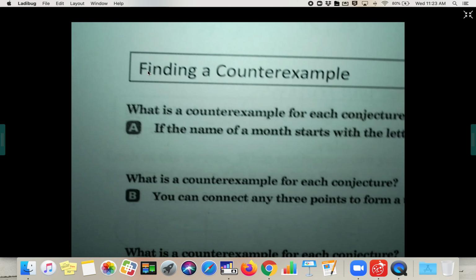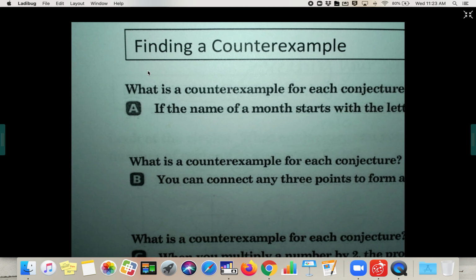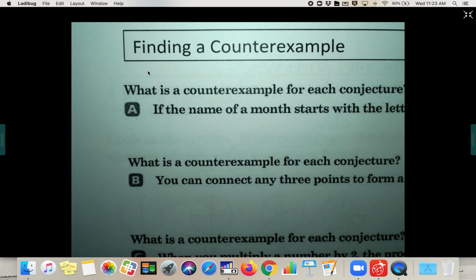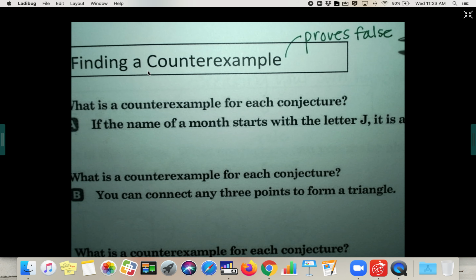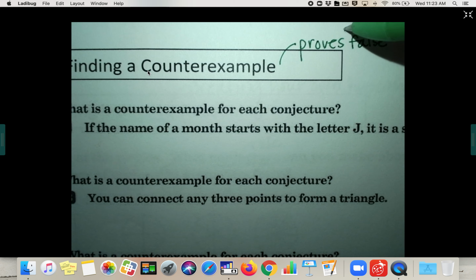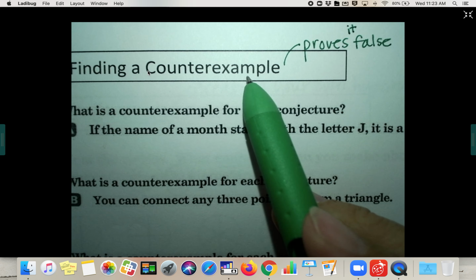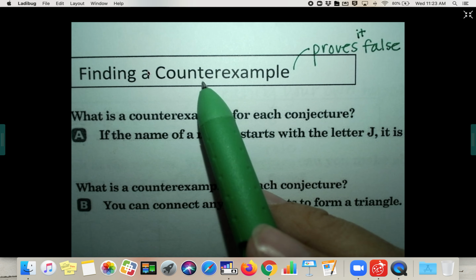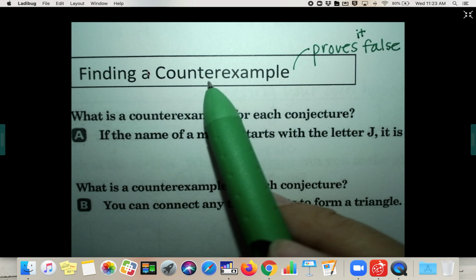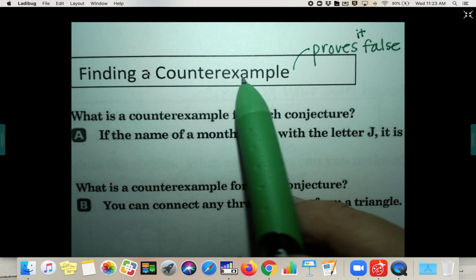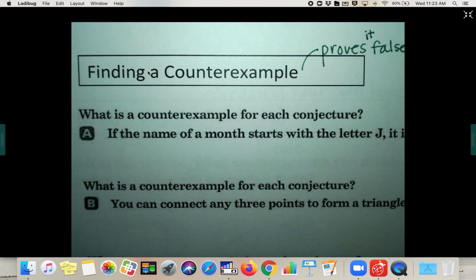I want to go talk real quick about finding a counterexample. So a counterexample is something that proves a conjecture false. So a counterexample would be like if I said it's not going to rain today, and you went outside and showed me a picture of the outside and it was raining, that would be a counterexample to be able to prove me false.